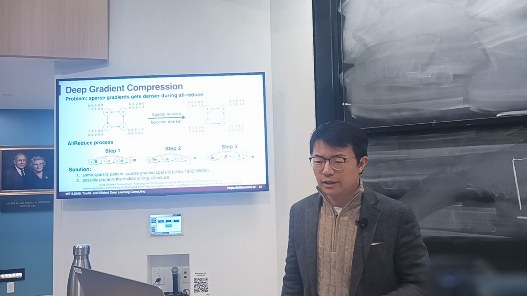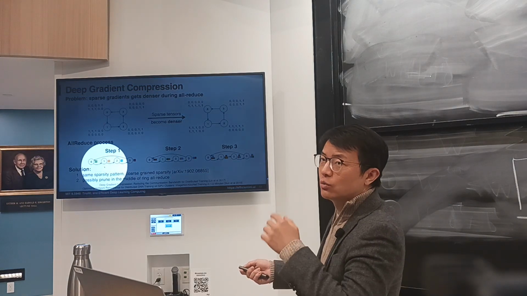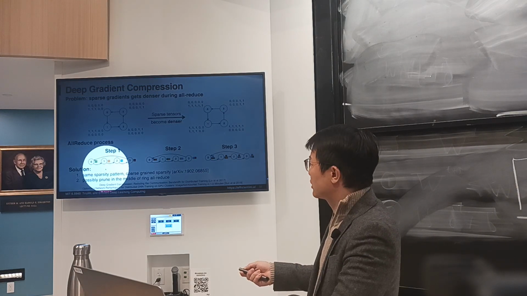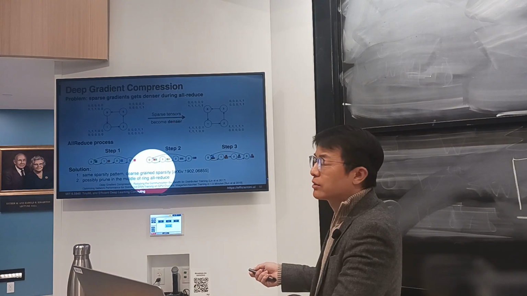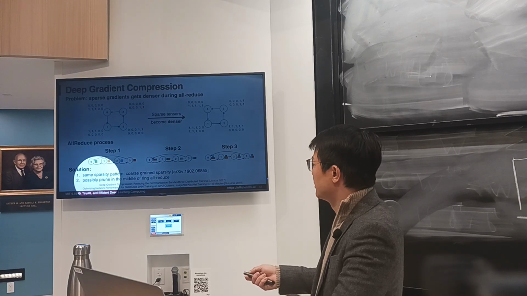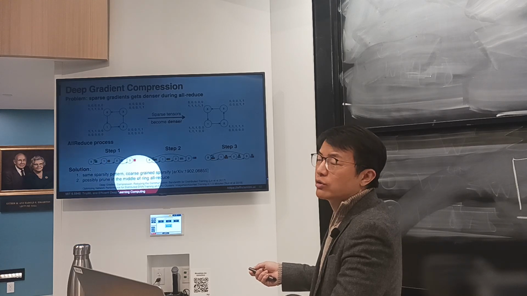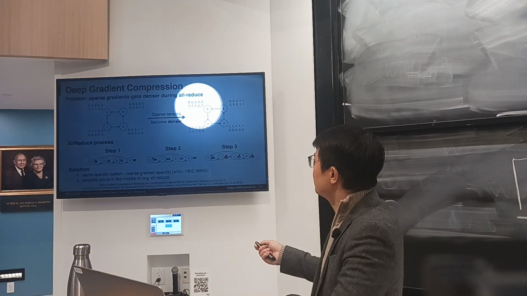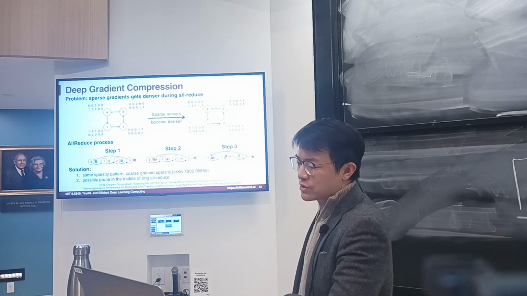So what's the solution here? We can enforce the same sparsity pattern, so when we do all-reduce, it will not get denser. You can apply coarse-grained sparsity, such that you can enforce a certain pattern of sparsity. And you can also continue to prune in the middle of the ring all-reduce, pruning away some of the non-zeros to be zero again.